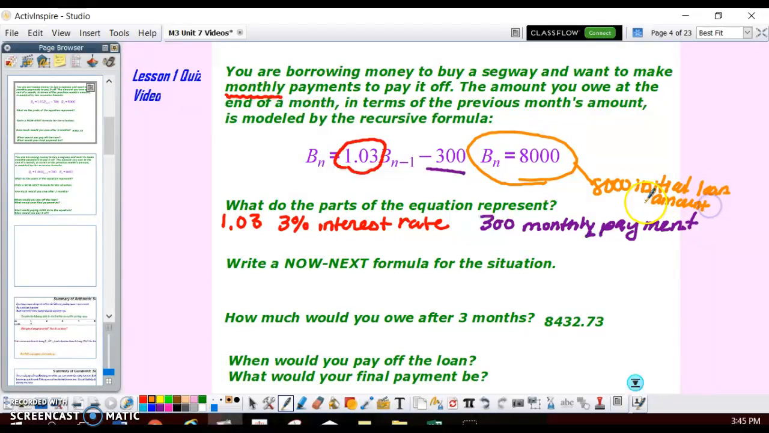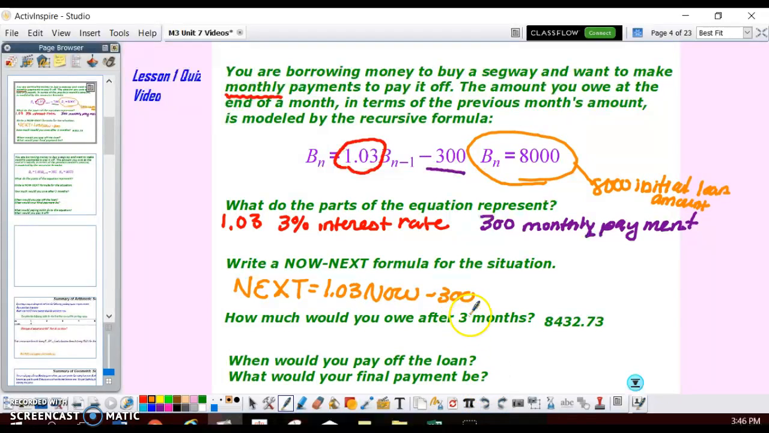All right, now that we know what the equation parts mean, they want a now next formula. And this kind of has to do with what the equation parts mean. But this B sub n is what you owe this month. The B sub n minus 1 was last month. So what you owed last month times the 3% interest rate, take away $300, will be what you owe next month. So our now next formula would be very similar, but it'll say next equals 1.03 times now minus 300. Not 3,000, 300.